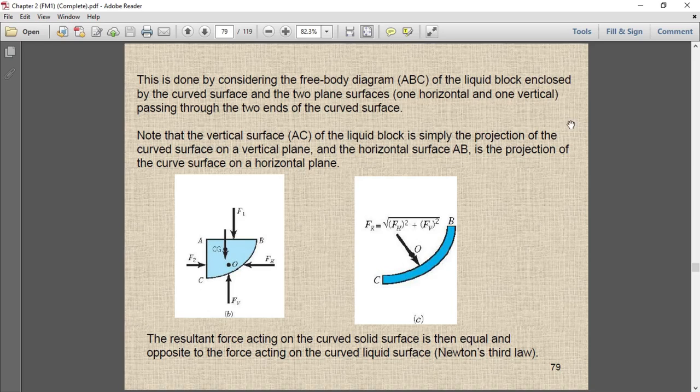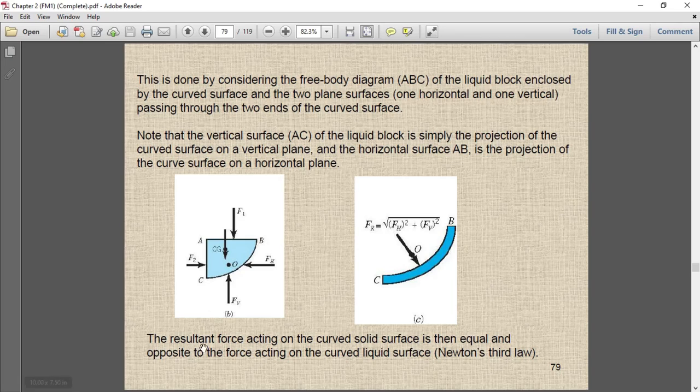In the same way, the horizontal surface AB is the projection of the curved surface on the horizontal plane. So this is the horizontal plane you are seeing from here. If you are seeing from here, what is the projection of BC? The projection of BC will be equal to AB. This is going to be flat like this. So the projection of this curved surface is AB.